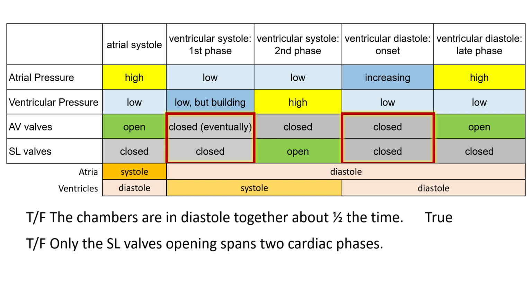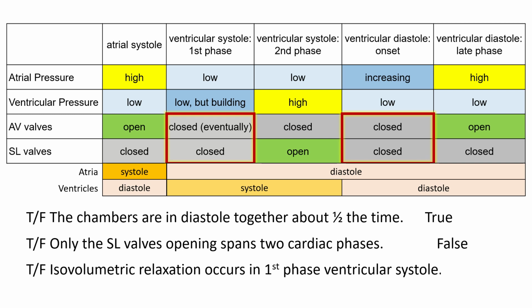How about this one? Only the semilunar valves opening spans two cardiac phases. Well, here we can see the semilunar valves are open only in the second phase of ventricular systole, so that is going to be false. But what about the AV valves? We can see that the AV valves start to open at the end of ventricular diastole, and they actually remain open through atrial systole. So for the AV valves, that statement would actually be true, but not so for the semilunar valves.